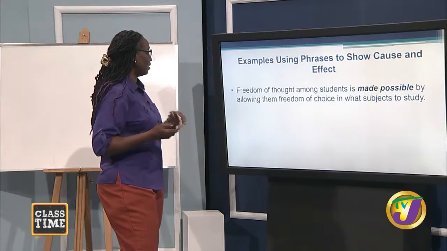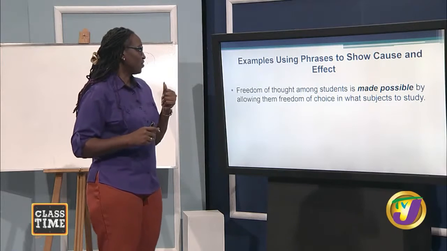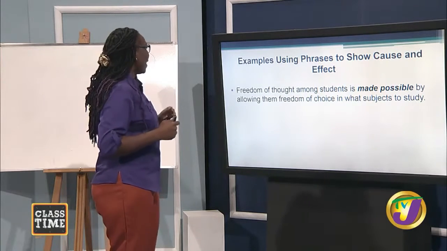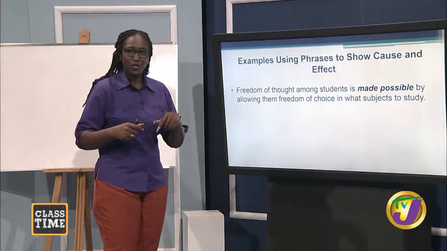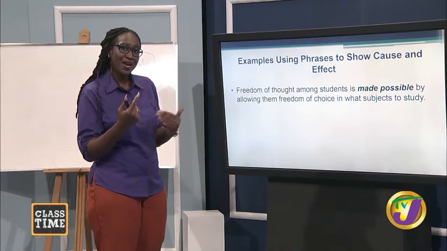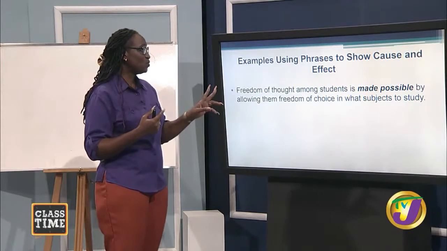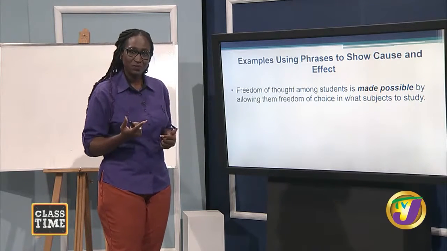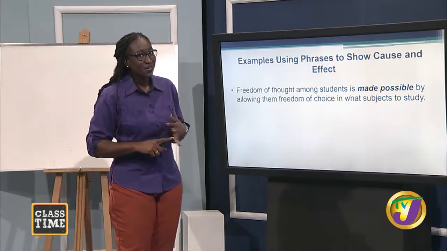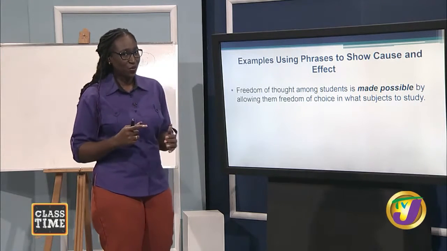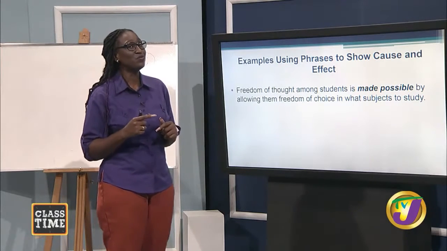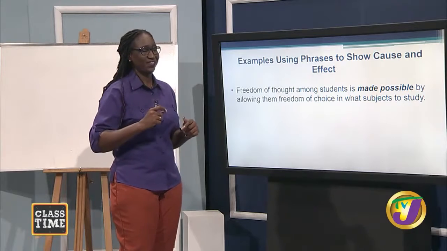All right, so another example. Freedom of thought among students is made possible by allowing them freedom of choice in what subjects to study. So, what are the two ideas that you have linked using made possible? You didn't use as a result. You didn't use because. You didn't use any of those typical words. You didn't use any of those traditional words, but you have used a transitional word.